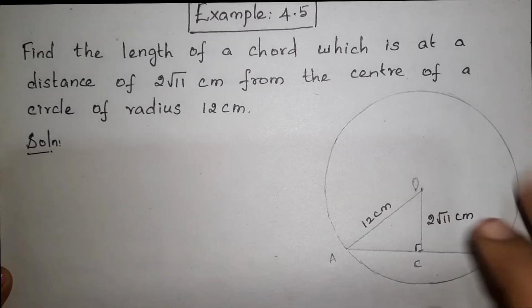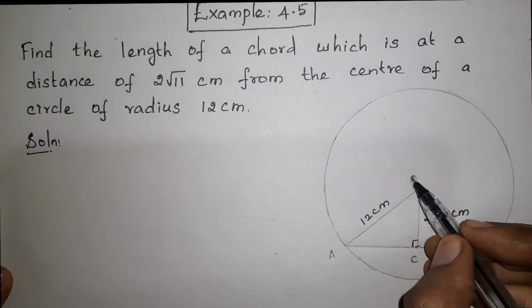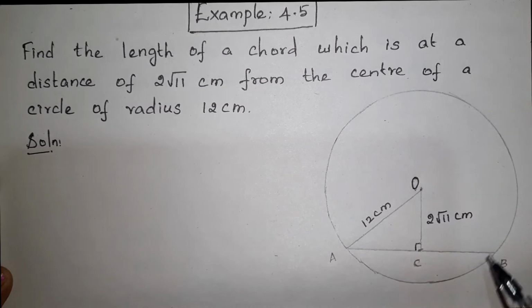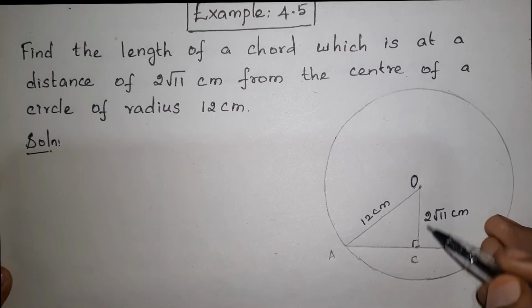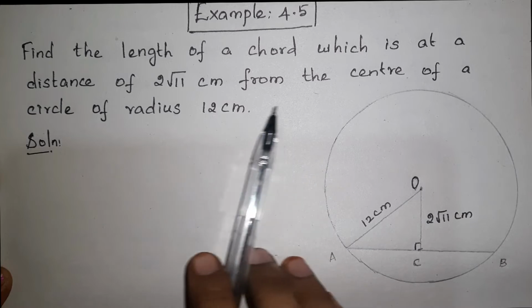So it is a circle. You know that this is the center of the circle. I marked it, named as O. So this is the chord, AB as a chord. We have to find out the length of this AB. If we find the AB value, that is known as the length of the chord.